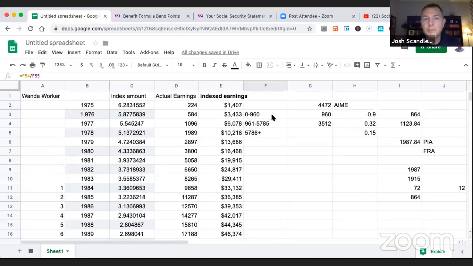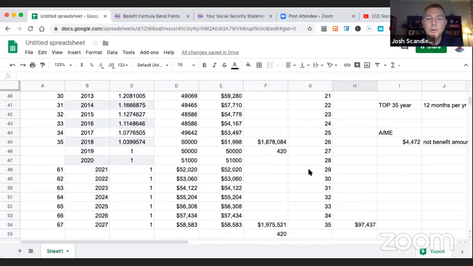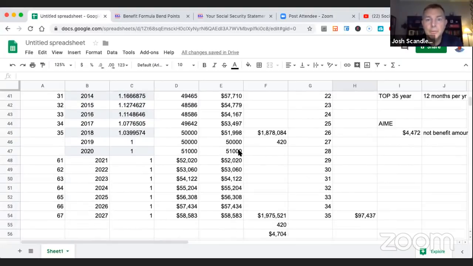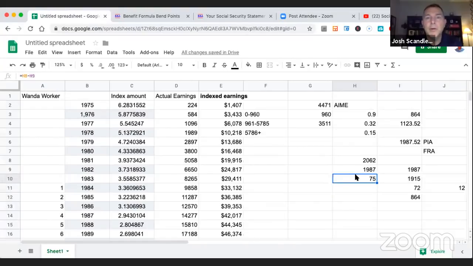So we go to 4704 and we say her new benefit is 2,062. So let me just write that, 2,062, where her old benefit was, I think it's 1987. So this minus that. In this case, it's only $75 a month. That's it for all those extra years of work. It might be a great job, might be a crappy job, but it doesn't matter. For all those extra years of work, she only makes an extra $75 a month.